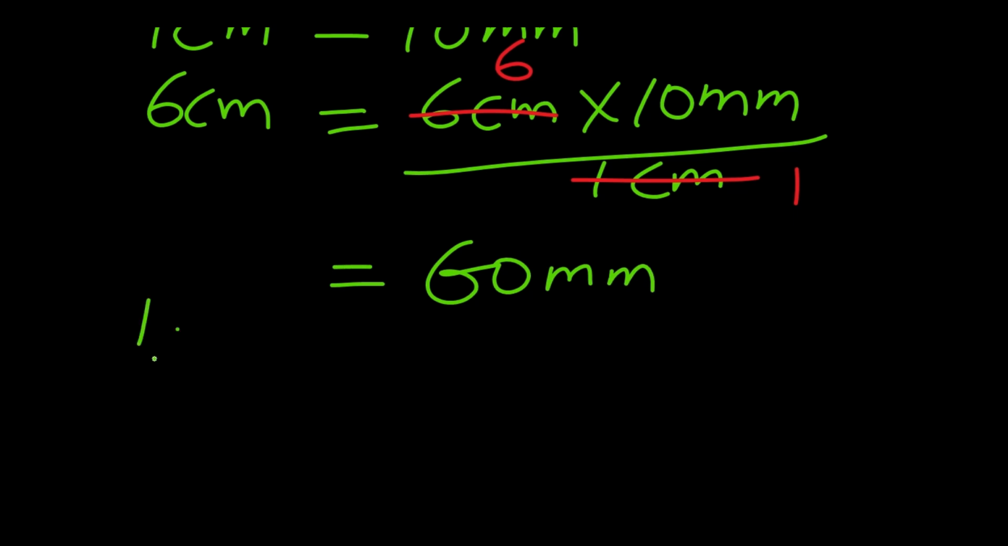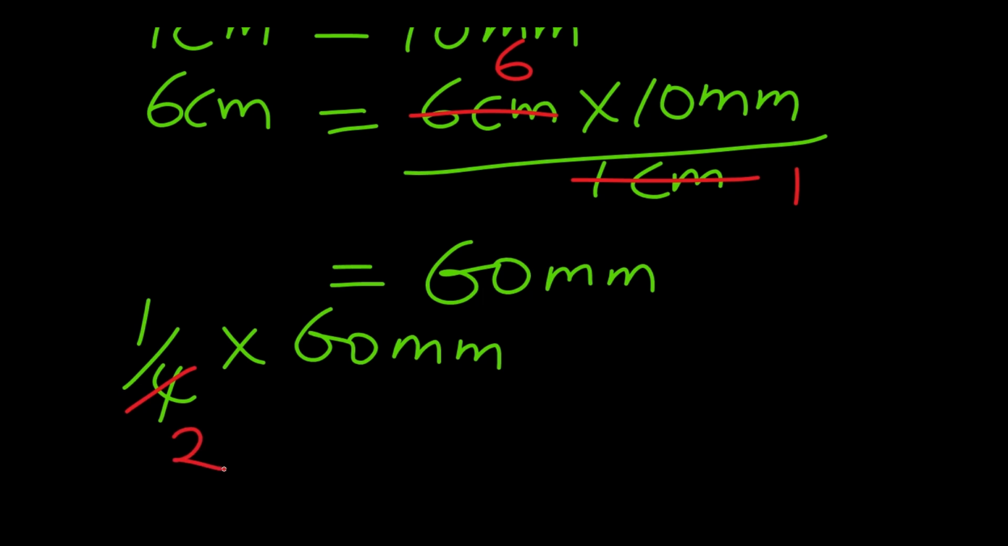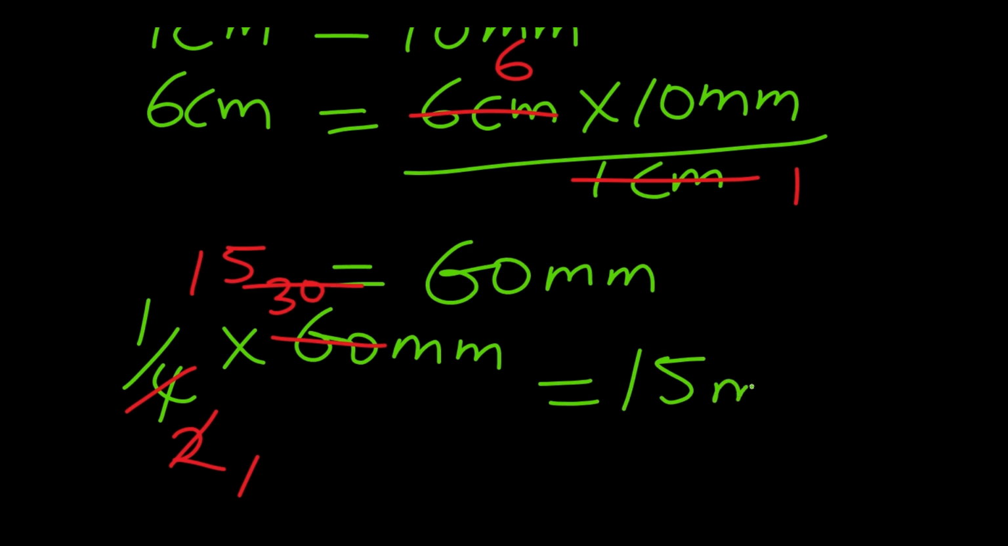Substituting gives 1 over 4 times 60 millimeters. Let's simplify. 4 divided by 2 will give us 2, and 60 divided by 2 will give us 30. Simplifying further, 2 divided by 2 will give us 1, and 30 divided by 2 will give us 15, which equals 15 millimeters. Therefore, 15 millimeters is 1 over 4 of 6 centimeters in millimeters.